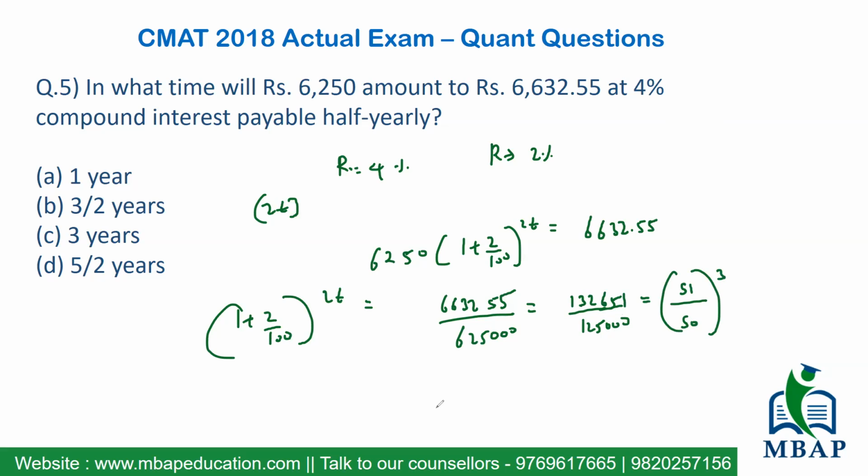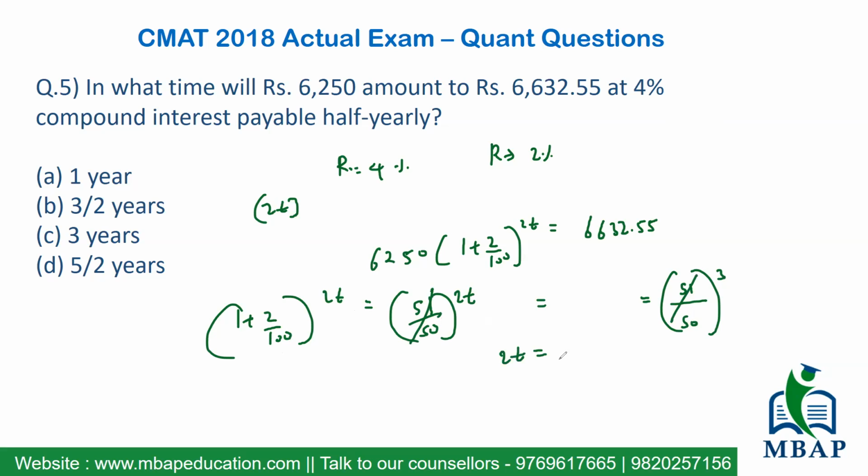Now, obviously, the only thing which you need to do is equate this part of the value, right? Now, 1 plus 2 upon 100 raised to 2t is basically 51 upon 50 raised to 2t. So 51 upon 50 raised to 2t is now becoming 51 upon 50 raised to 3. Since the base is common, now I'm going to say 2t is equal to 3. Now, if 2t is equal to 3, what is the value of t? The time for which the value is going to be invested will be 1.5 years.